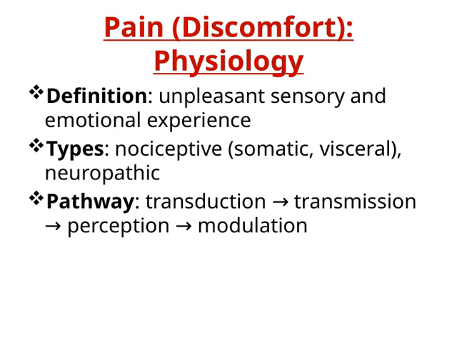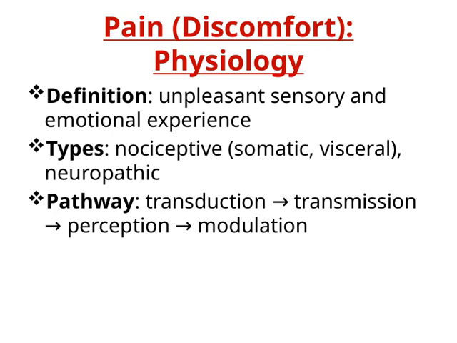It's a complex process that involves different types, with nociceptive pain being the most common. Nociceptive pain can be further categorized into somatic, which relates to skin, muscles, and bones, and visceral, which comes from internal organs. Then there's neuropathic pain, which results from nerve damage or dysfunction. Understanding how pain travels through the body involves a pathway that includes 4 main stages: transduction, transmission, perception, and modulation.